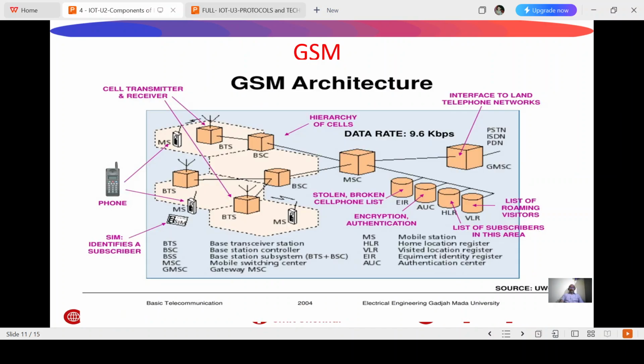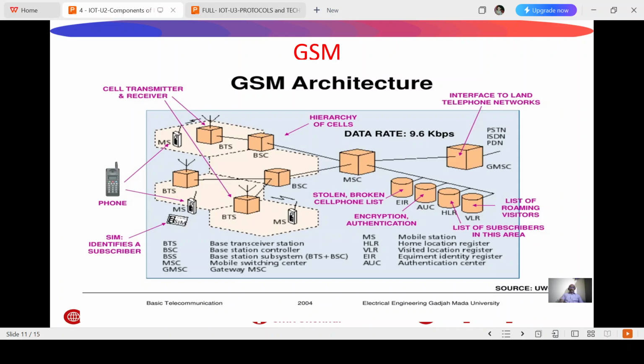Now the GSM architecture. If you see from the left hand side, you use a mobile phone, and the mobile phone will have the handset and the SIM card, the subscriber identification, a separate number. We insert the SIM into our mobile phone. It receives and sends data through the cell transmitter and receiver, called the BTS, base transceiver station. The base transceiver station is the main backbone of all the cellular communications.